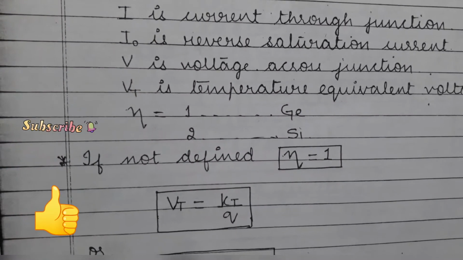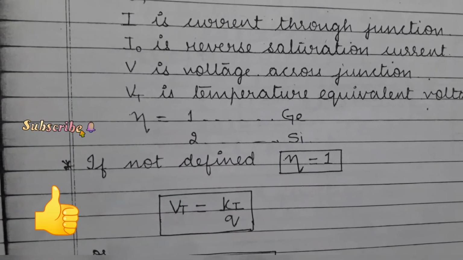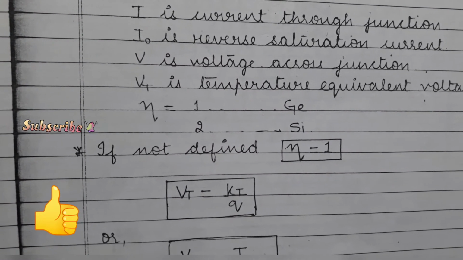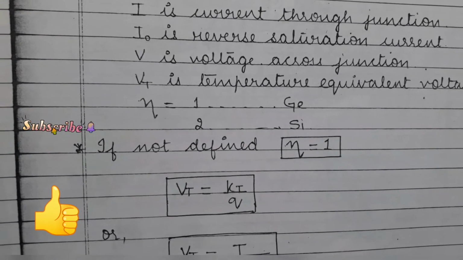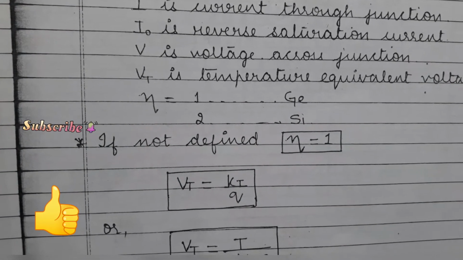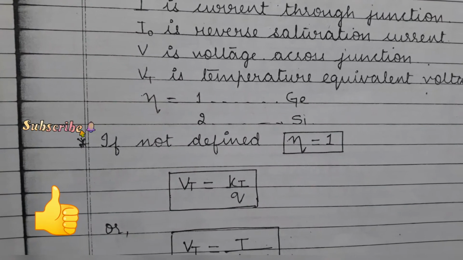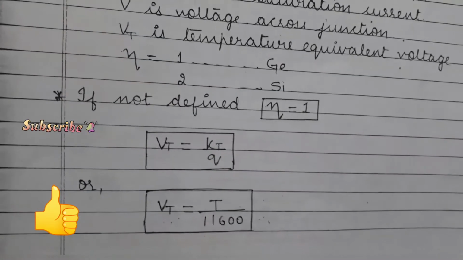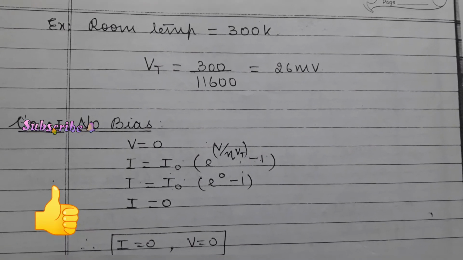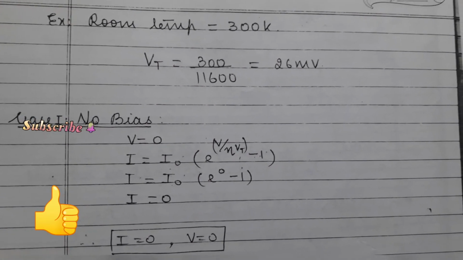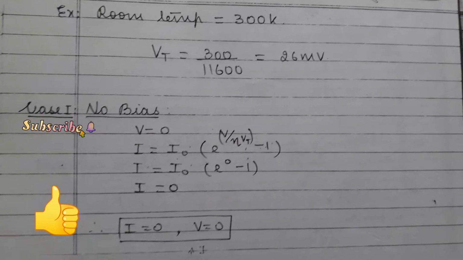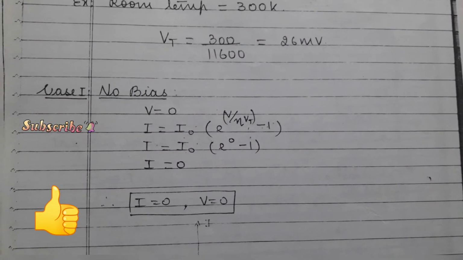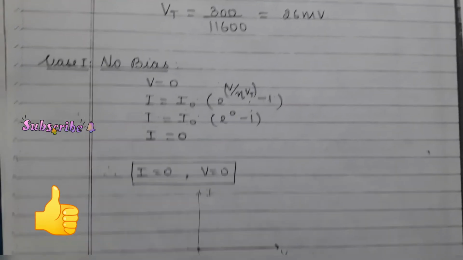Vt equals kT by q, which is T by 11,600. At room temperature of 300 Kelvin, Vt equals 300 by 11,600, which equals 26 millivolt.